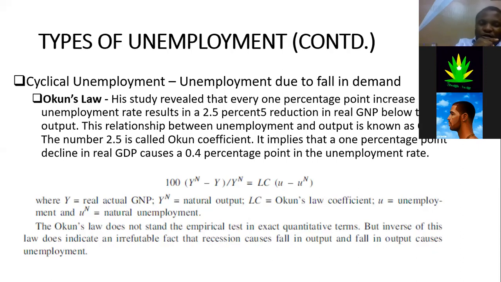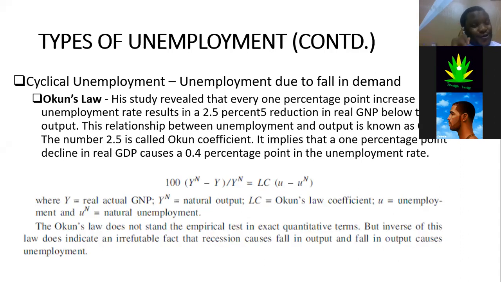But Okun tried to look at the relationship between output and unemployment. That's Okun's law. It provided a relationship between output and unemployment. He came up to say that for every percentage point increase in unemployment will result in a 2.5% decline in real GNP below the natural output.